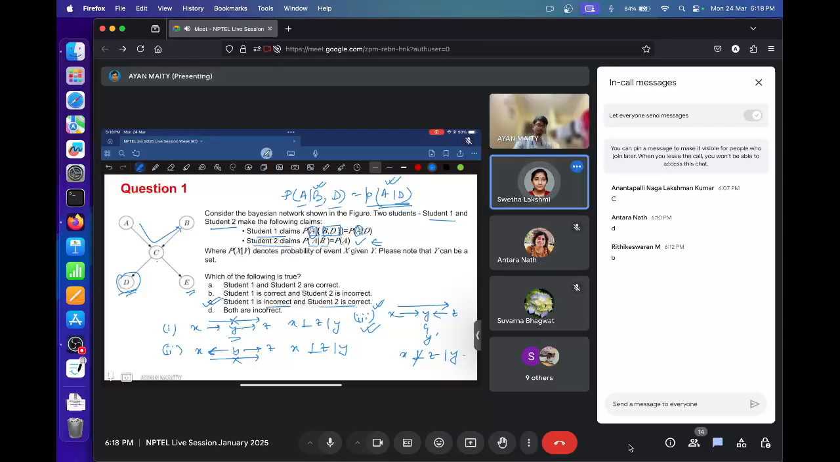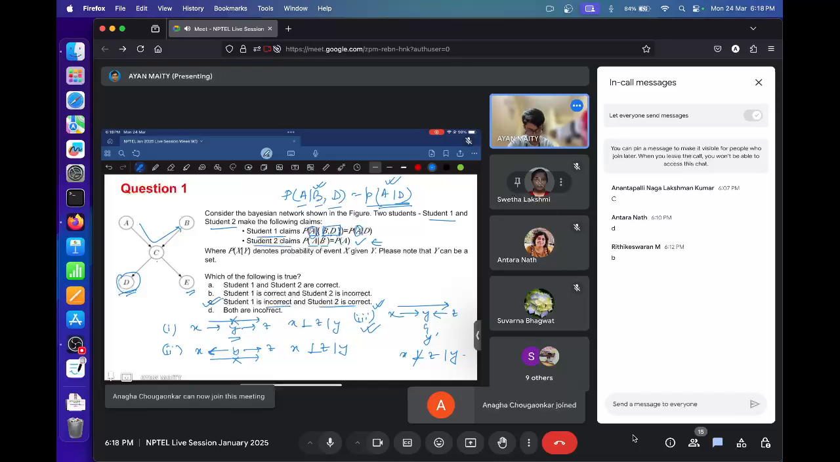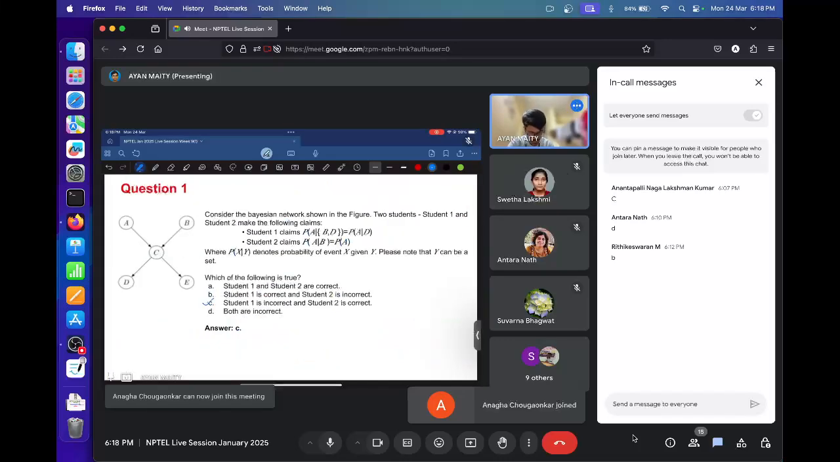And in the three rules which you have written, if X implies Y and Y implies Z, that means if Y is known, X and Z will be independent of each other. If Y is known, it blocks the path between X and Z. So if the path is blocked, they are independent. So the correct answer would be option C.